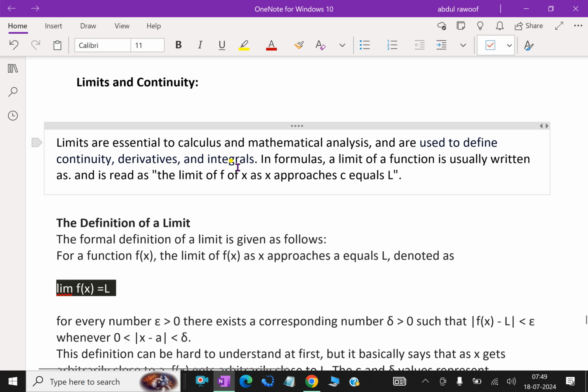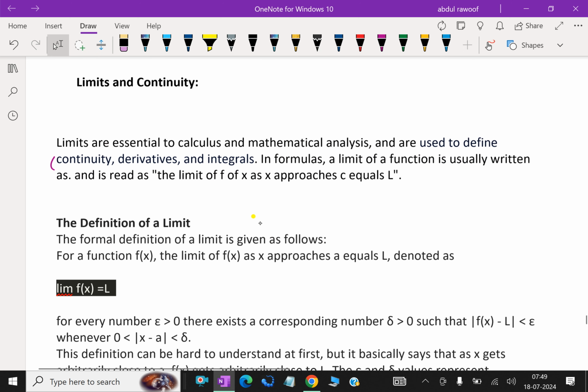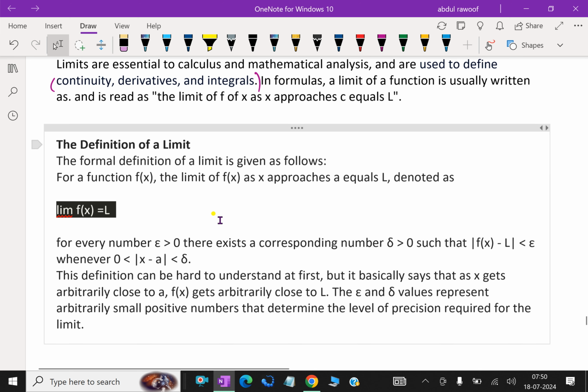Limits are essential to calculus and mathematical analysis and are used to define continuity, derivatives and integrals, etc. In formulas, the limit of a function is usually written as lim f(x) as x approaches c equals L, and is read as the limit of f of x as x approaches c equals L. The formal definition of a limit is given for a function f of x: the limit of f of x as x approaches c is equal to L.